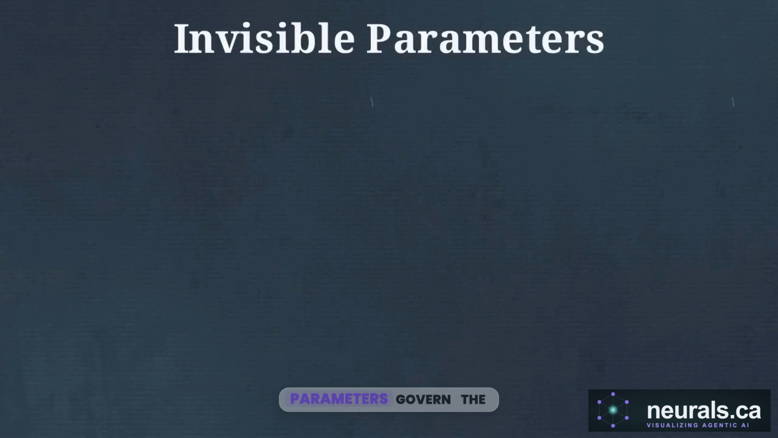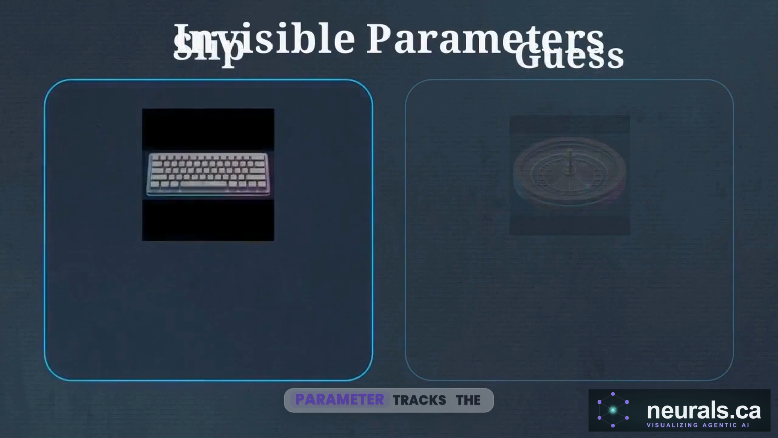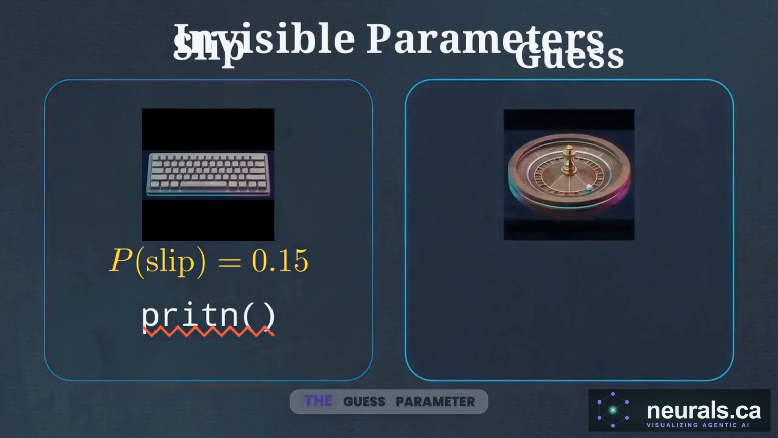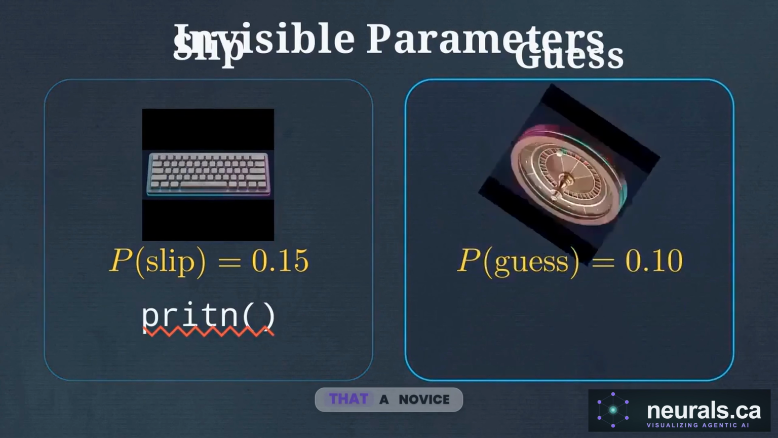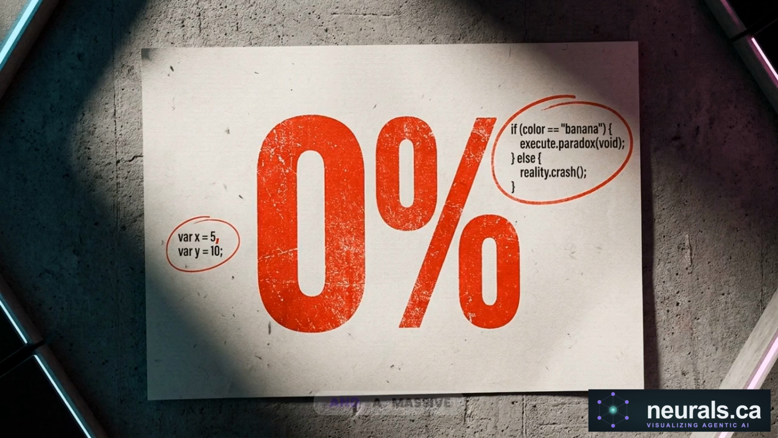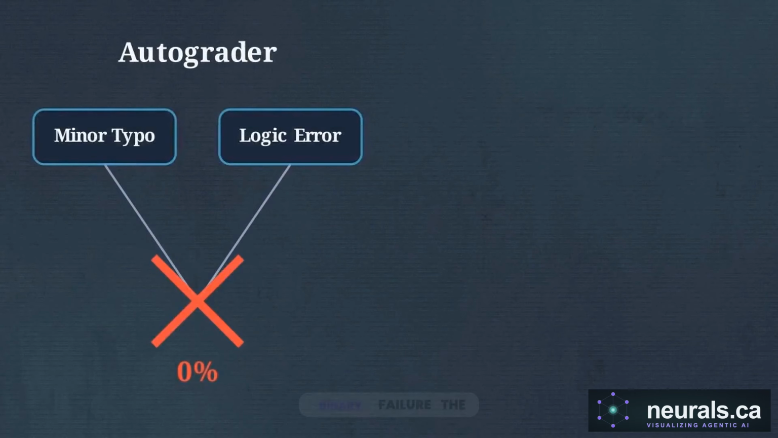2 invisible parameters govern the student model: the slip and the guess. The slip parameter tracks the probability that a mastered student makes a careless typo. The guess parameter calculates the odds that a novice student gets lucky. A traditional plain autograder ignores these variables completely and expects perfection, treating a misplaced comma and a massive conceptual gap as the exact same thing, a 0. This is the autograder collapse, merging intention and execution into a single binary failure.